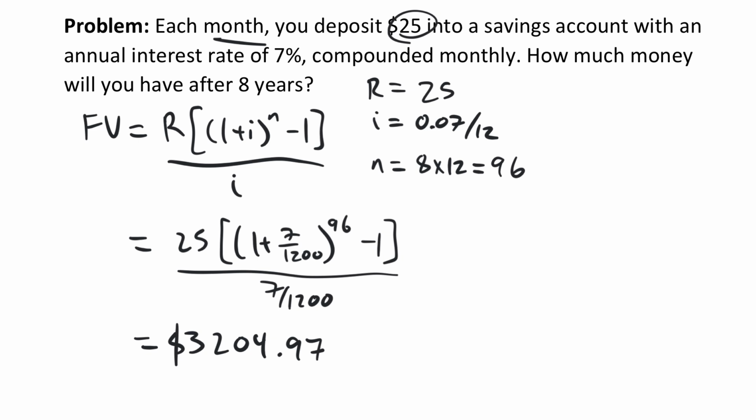All right, so that's the basic version of this question. That's where we're looking for the future value. So we know the amount we're depositing, we know the interest rate, we know the time, we're looking for the future value. But obviously we can change up this question a little bit and we can ask different versions.